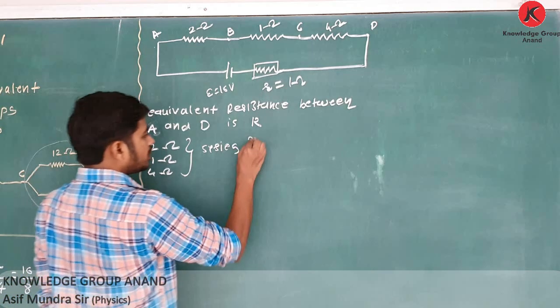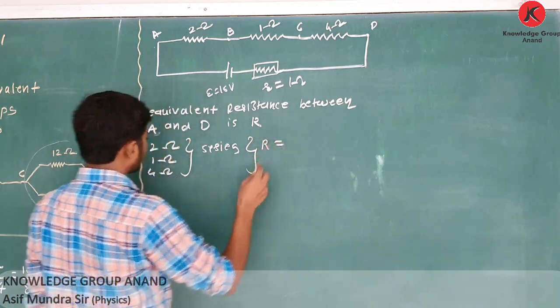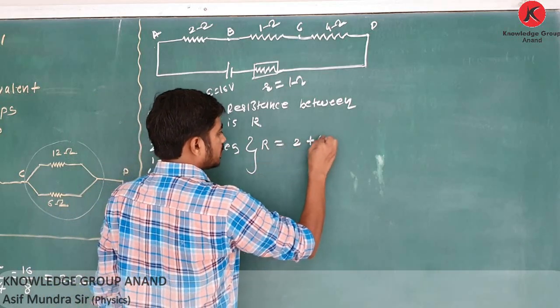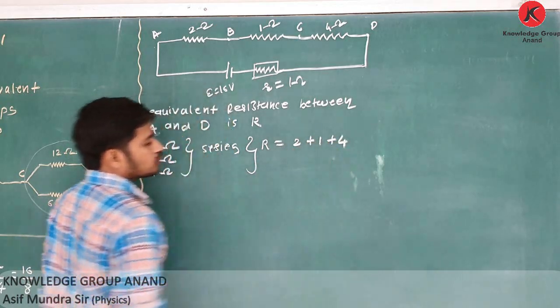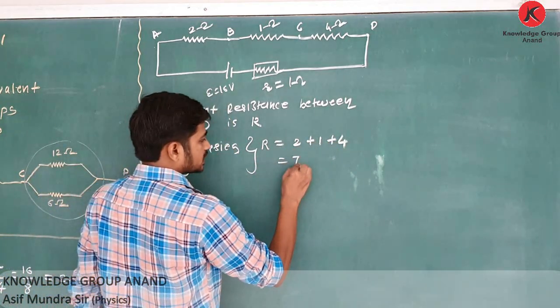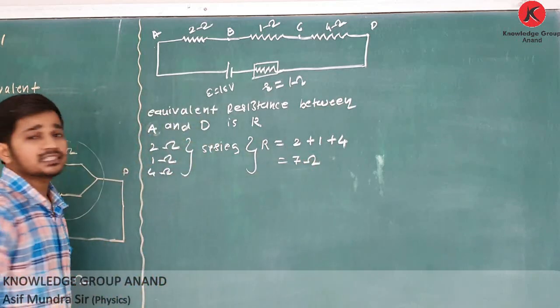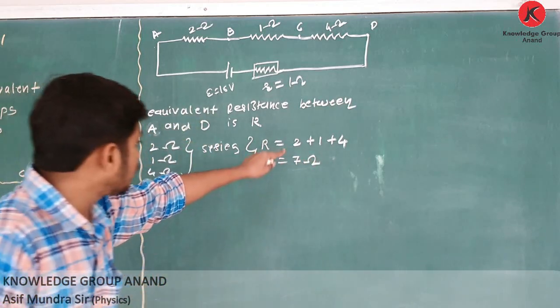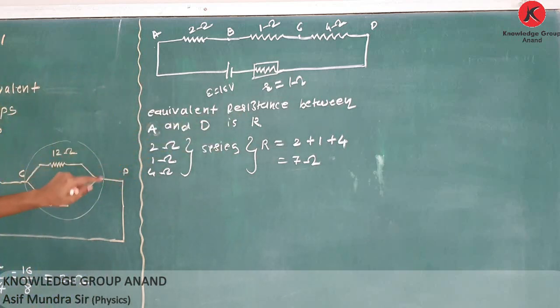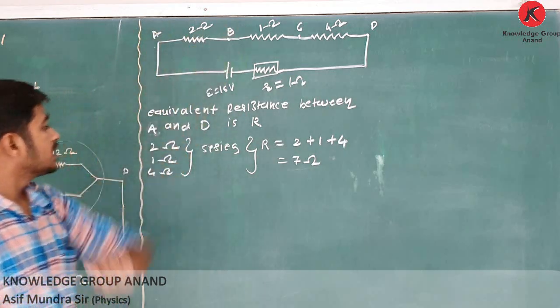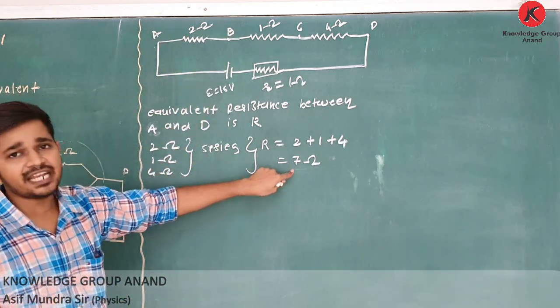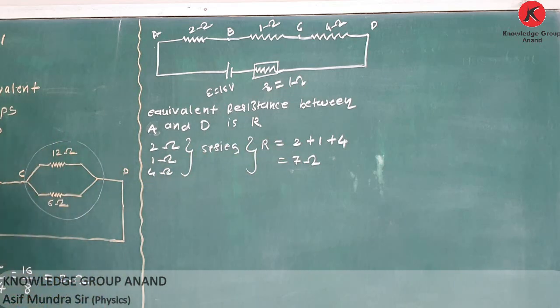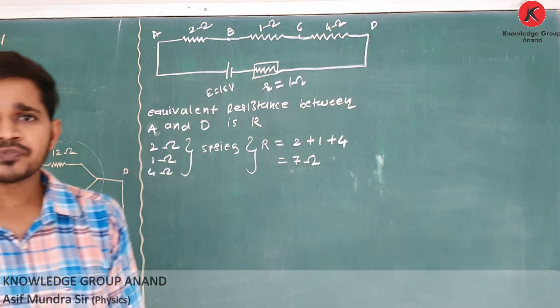So what is the series connection? R is equal to 2 plus 1 plus 4. So 4 plus 1 is 5, and plus 2 is 7 ohm. So it is your final answer. Equivalent resistance between A and D is 7 ohm. First answer we got, 7 ohm.